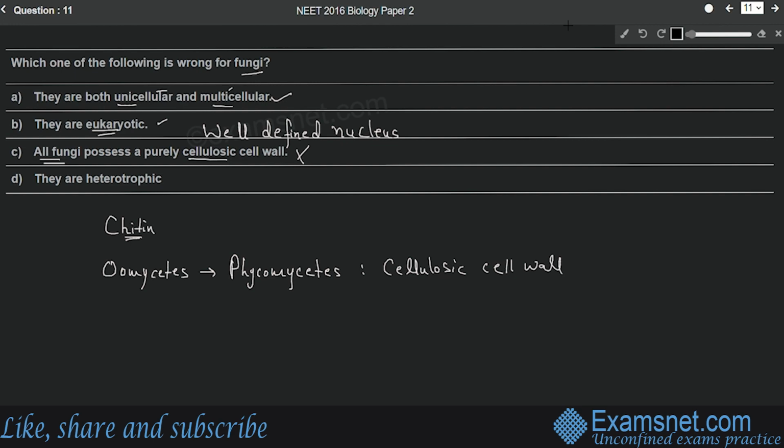Then the last statement says they are heterotrophic. This is correct. They cannot synthesize their own food. They have to derive it from outside. So the only incorrect statement is the third one. So option C is the correct answer.